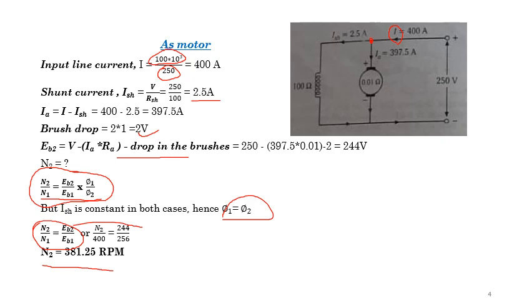So substituting, N1 you have already found out previously, and N1 was actually given in your problem. N2 is the one which you have to find out now. EB2 you already found out here at the top. EB1 you found out previously. So now using this relationship you can easily calculate N2. So this is how you have done the problem.